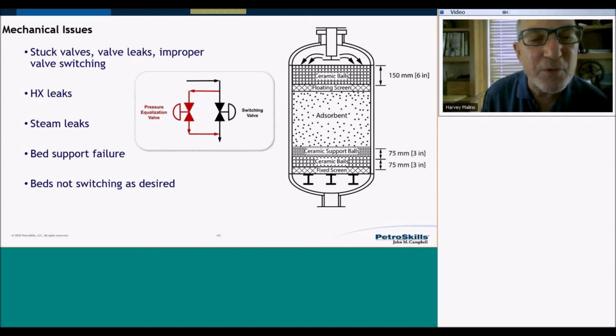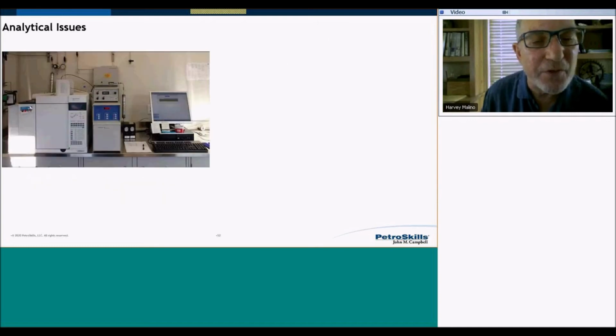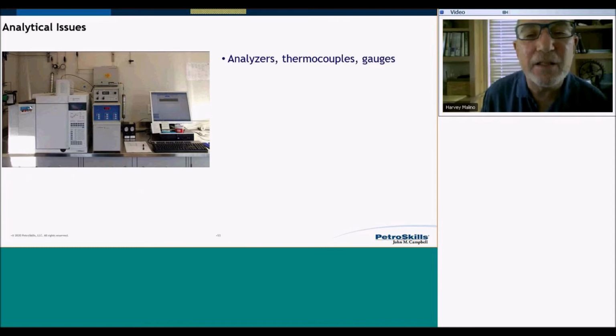The switching sequence can be out of sequence, and you're going to have to consider that. Analytical issues. You have to be aware of analytical issues. Check your analyzers. Check your thermocouples. Check your gauges. Just don't take the reading and think that that's the way it has to be. Make sure they're functioning properly.